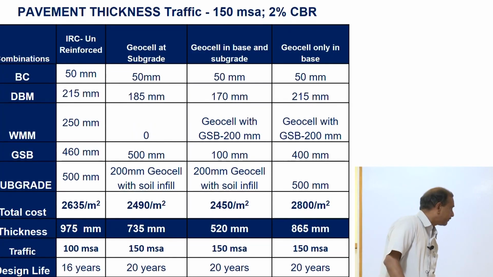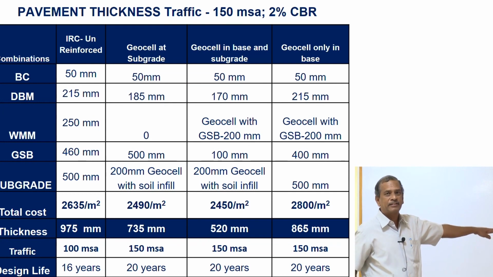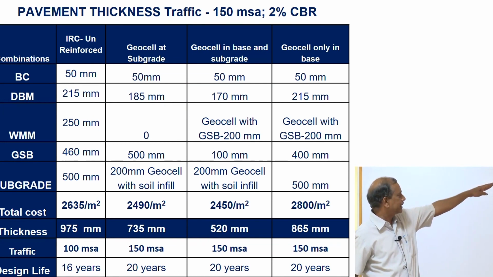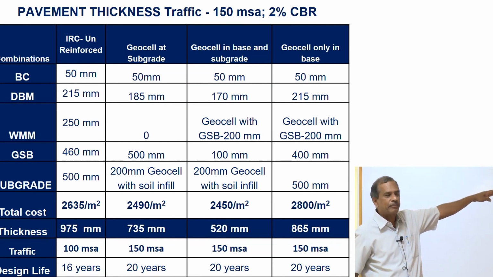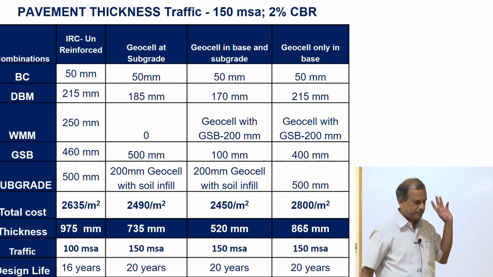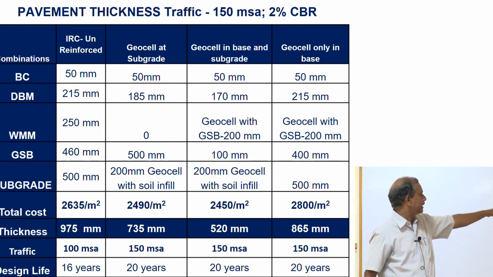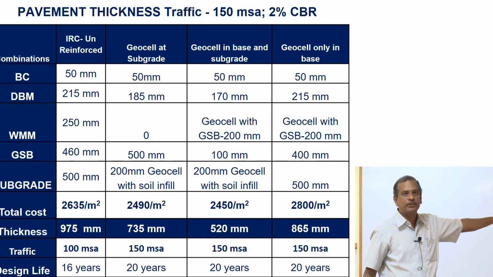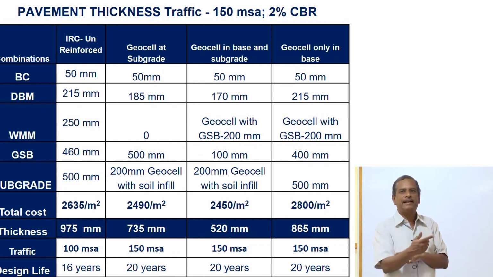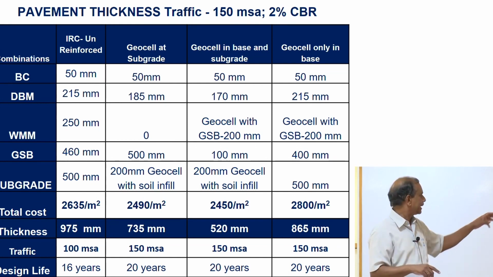The use of geocell is that, for example, if I require about 975 millimeter thickness of a pavement for a load, which has got a strength of 2% CBR, I can bring down the thickness from 975 to 520 millimeter by introducing geocells both at the base course as well as subgrade soil. So, you have to now decide and recommend where this can be utilized, what will be the reduction in the thickness of the pavement layers, what is the cost.